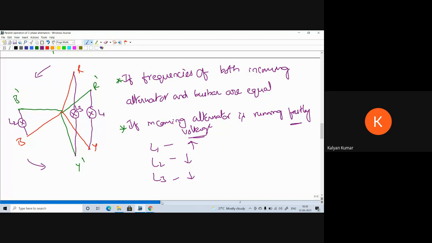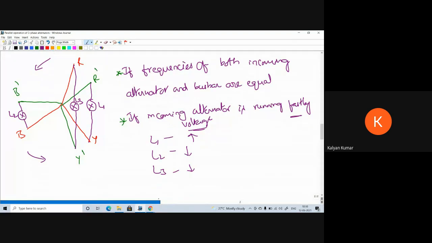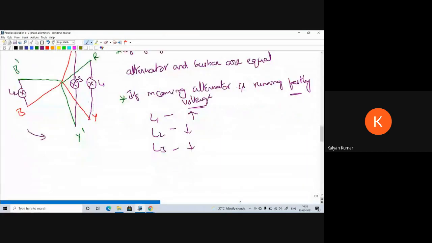So if the incoming alternator is running fast, the voltage across L1 is going to increase. At the same time, the voltage across L2, L3 is going to decrease.